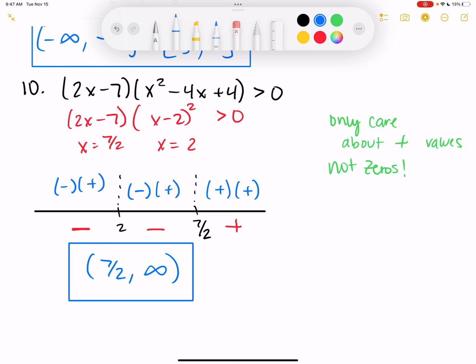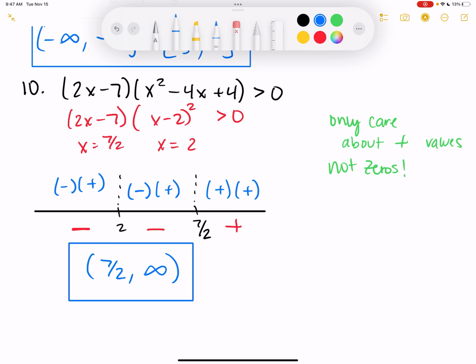Okay, does anybody agree with either of them? Disagree with them? I think I was getting close to Nate. He said bracket 7 halves to infinity. Yeah. So, what scenario do I use a bracket? If it's greater than or equal to? Yeah, that's correct. So it's just parentheses.